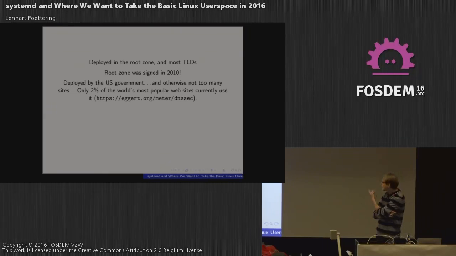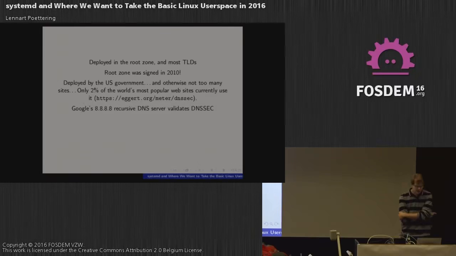There's a meter, a website you can go to, and it will tell you the current statistics of how many of the world's most popular websites actually use DNSSEC. And interestingly, it's 2%. Facebook, Google, all these websites, they don't actually secure their DNS with DNSSEC. Which is interesting, and makes everyone wonder what happened in all the six years since the root was signed.